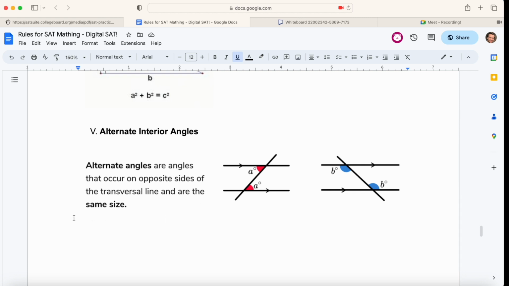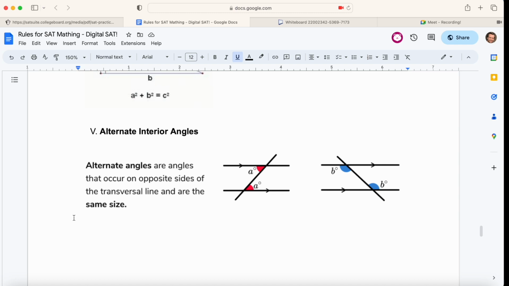This is the basic concept of V on my rules document. So it's all the way at the bottom. I've sort of just added it. I don't want you to add that. I just tossed in this picture I found here online. Go ahead and read the alternate interior angles description here.